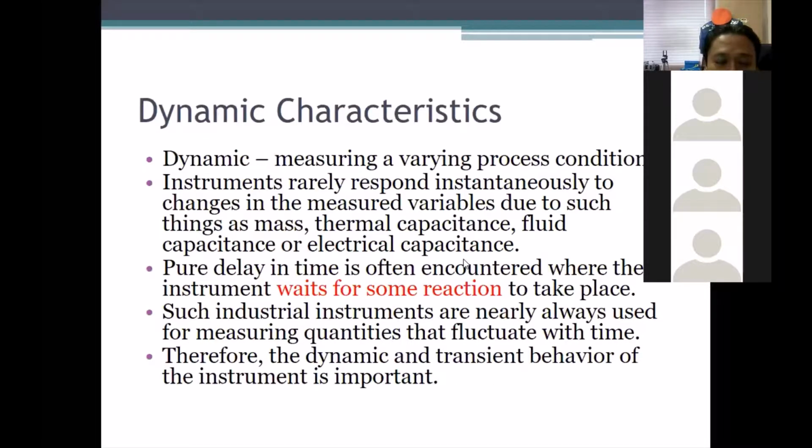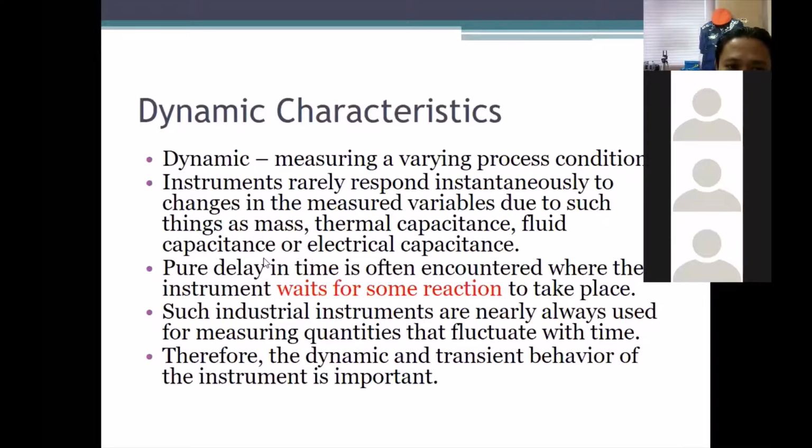So next is the dynamic characteristics. The dynamic one that I mentioned to you is measuring the varying process condition. For example, measuring the heartbeat. When we are running, how does our smartwatch measure the heartbeat? This is what we call the varying process condition. The instrument rarely responds instantaneously to the change in the measured variable due to things such as mass, thermal capacitance, fluid capacitance, and or electrical capacitance.